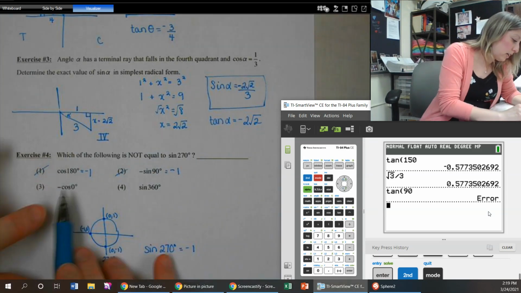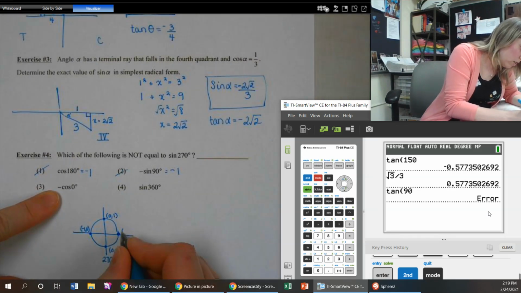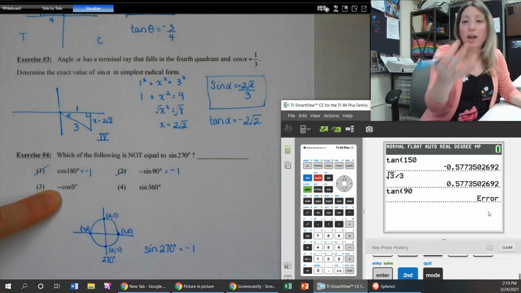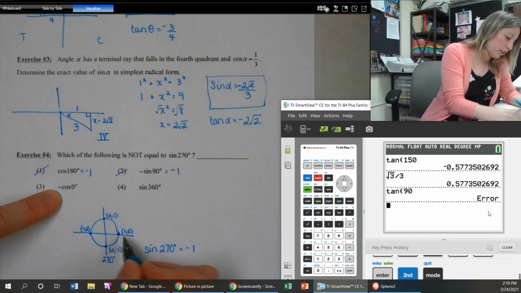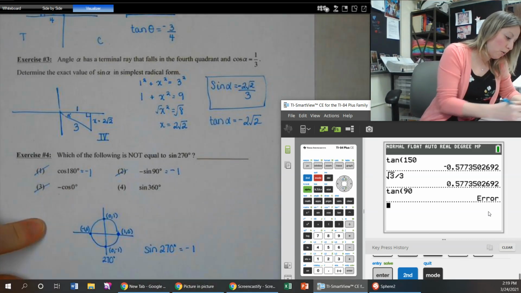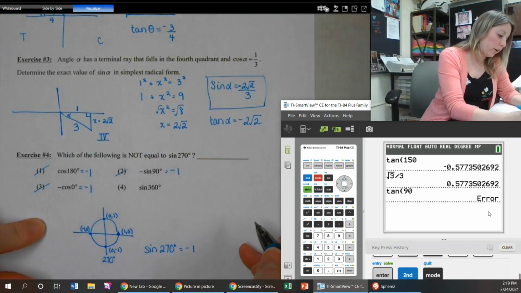So now let's take a peek at negative cosine 0. Well, here's 0. The point at 0 is 1, 0, right? The point at 0 degrees is 1, 0. The x value is 1, but I'm making it negative. There you go. Again, that's equal to -1. So hopefully choice 4 is it.